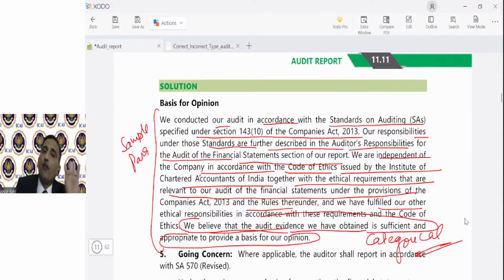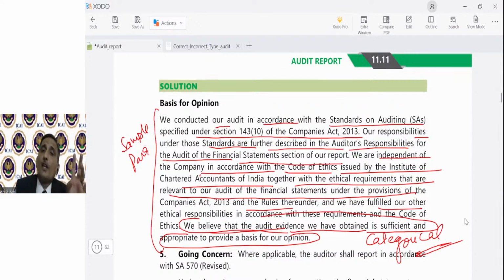4 points, 4 contents of the audit report. So title, independent auditor report. Addressee, to whom it is addressed, say in case of a company, to the members, in other cases to the appointing authority. Opinion, what language the auditor has to use when he gives an unmodified opinion. And if he gives an unmodified opinion, he has also to write basis for opinion, that the audit was carried out in accordance with SAs.